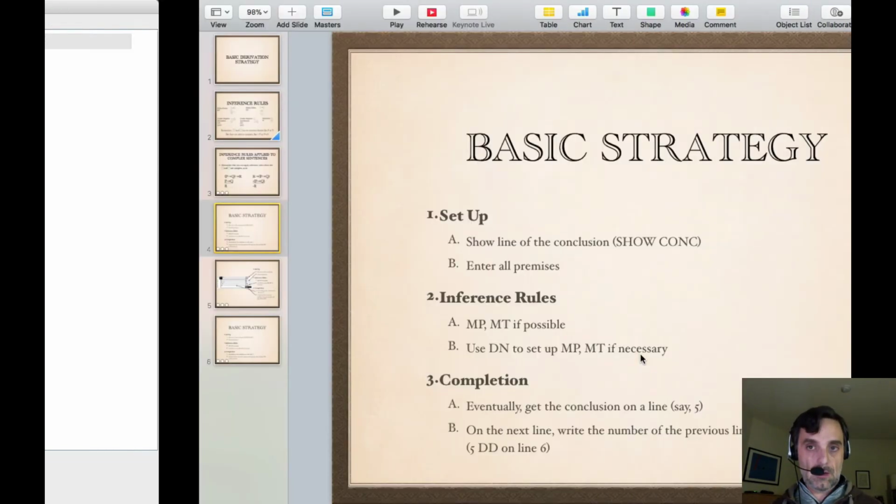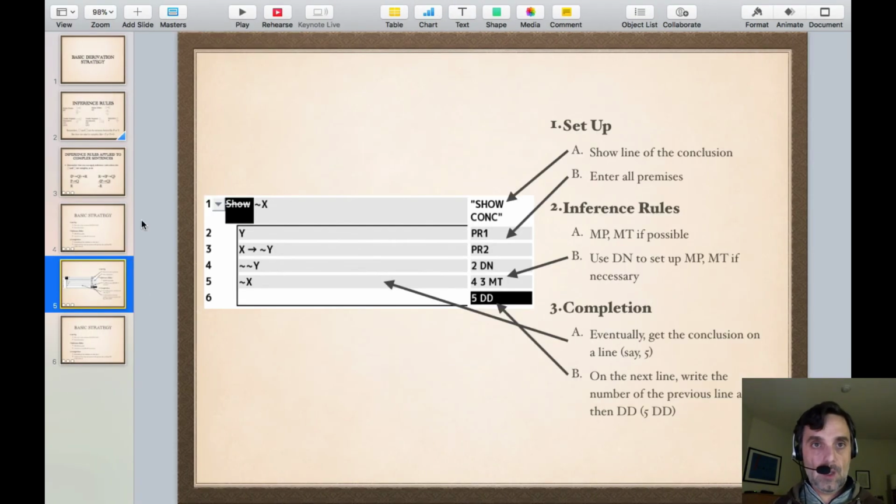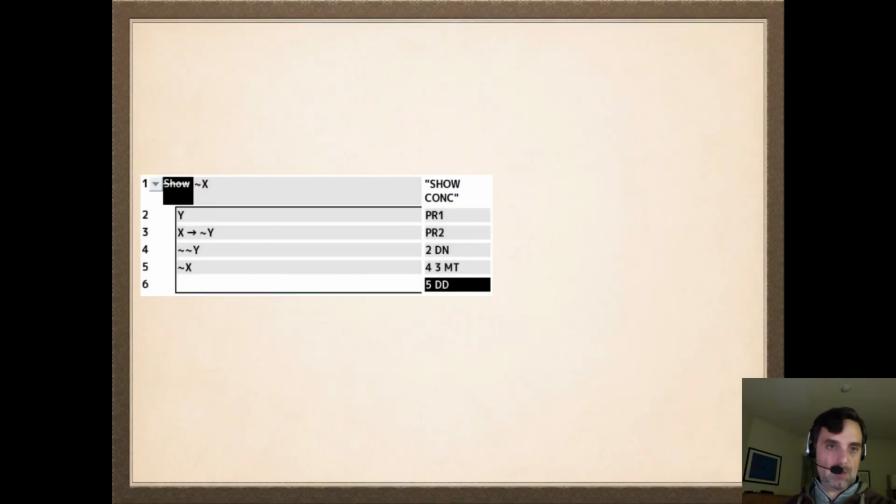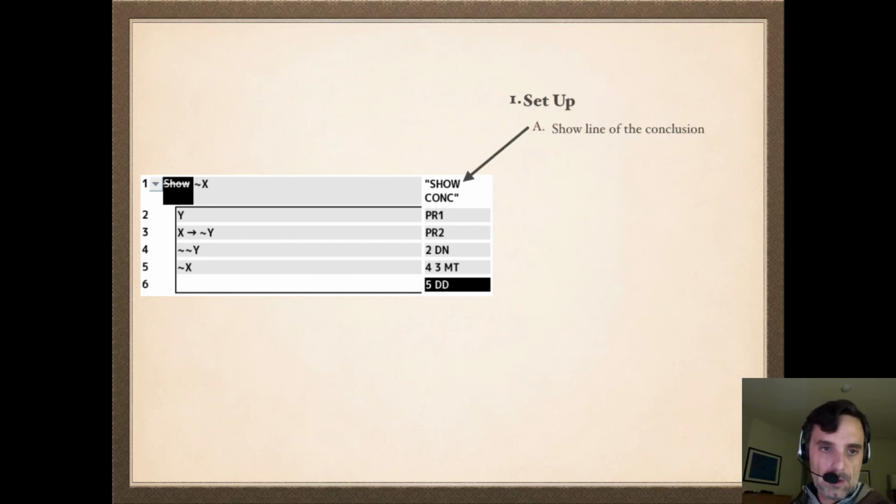Let's go back and take a look at the strategy again. So if we have this play out, here's a completed derivation. I'm not showing the argument. It's actually the one we just did. So first thing we do is a setup. First part of the setup is make a show line of the conclusion using show conc. Second part is enter all the premises, so we do that on lines 2 and 3.